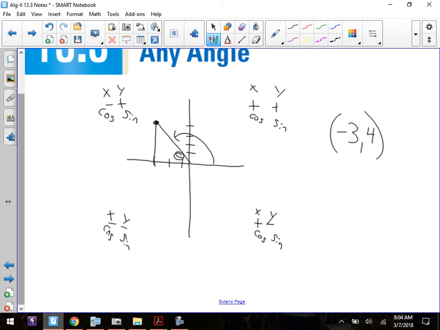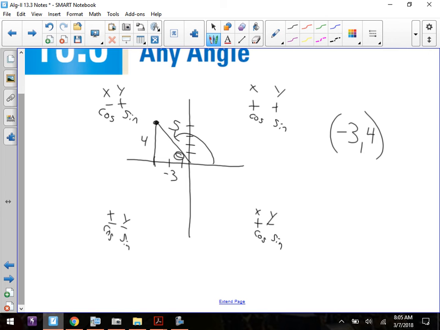Now, my opposite in this case is what? 4. What's my adjacent? -3. And what's my hypotenuse? 5. It's going to be positive because your hypotenuse will always be positive, because 3 squared, 4 squared, you're squaring everything out. So you have your radius, if you will, at 5. So if I know that my theta value is placed in the second quadrant and I have an opposite of 4, an adjacent of -3, and a radius of 5, I can list all of my trig functions, all 6 values.